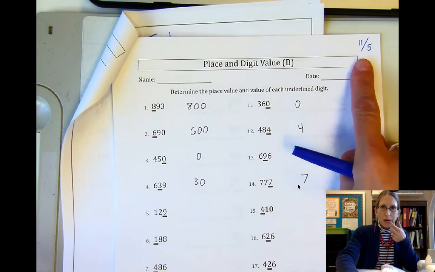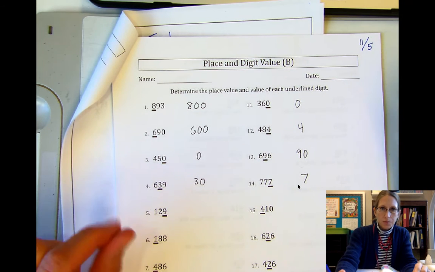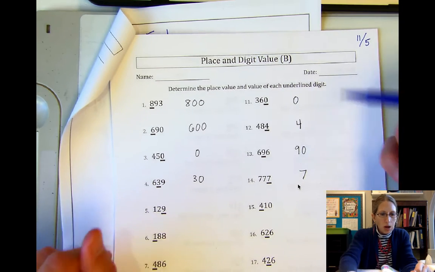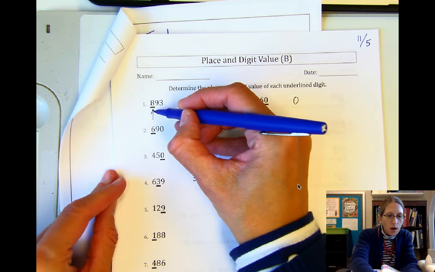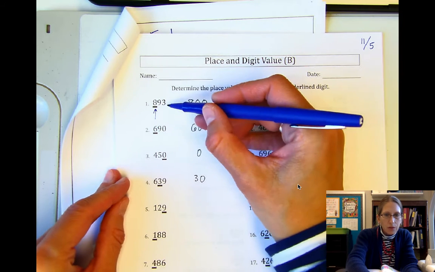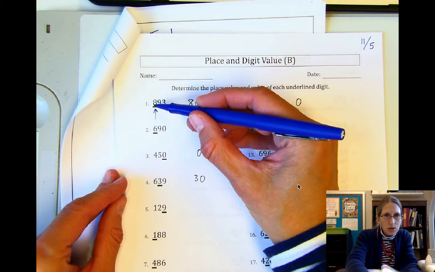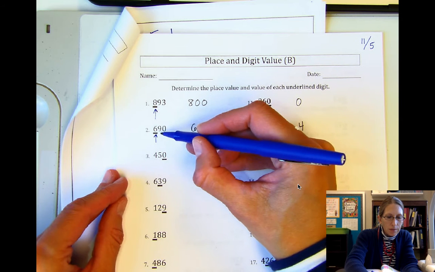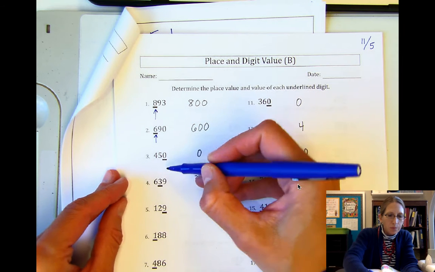And so I wrote the date up here. It is November 5th, 11-5. And this is the same as the practice that we did yesterday, where we look at this 3-digit number and we write the value of the underlined digit. So for example, 893, this 8 doesn't just mean 8, it means 800. Or in this number, the 6 is in the hundreds place, so it also means 600.